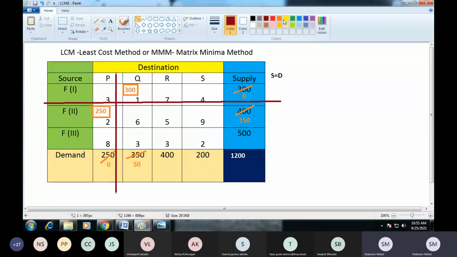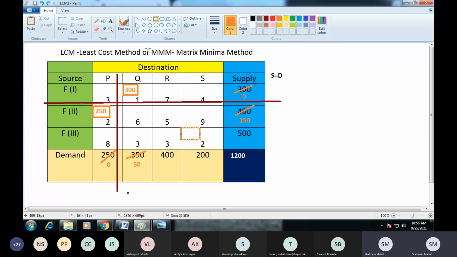Check where the remaining parts are. Now I can check my remaining part. So the remaining part is that. Out of that, again I have to find out the minimum cost. Where is the minimum cost? Now 2 is the minimum cost. So I select 2.